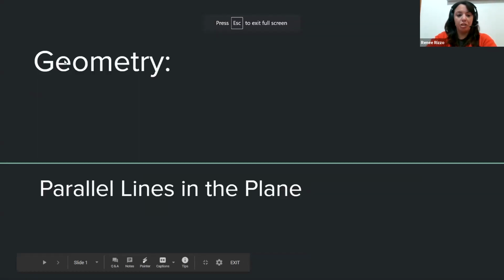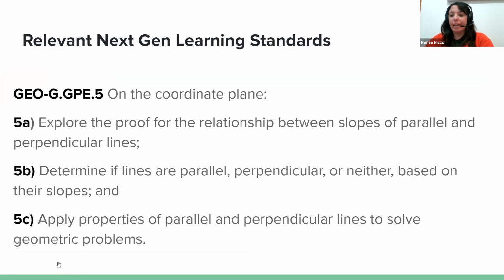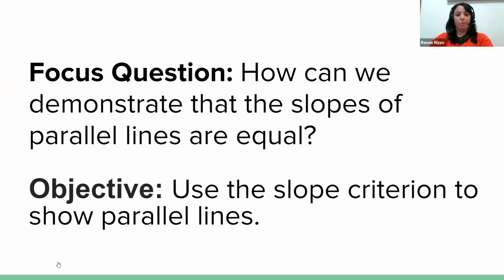So this lesson is geometry, parallel lines in the plane. Our relevant Next Gen Learning Standards, which are the standards that are generally used in New York for students in general education, would be on the coordinate plane, explore the proof for the relationship between slopes of parallel and perpendicular lines, determine if lines are parallel, perpendicular, or neither based on their slopes, and apply properties of parallel and perpendicular lines to solve geometric problems.